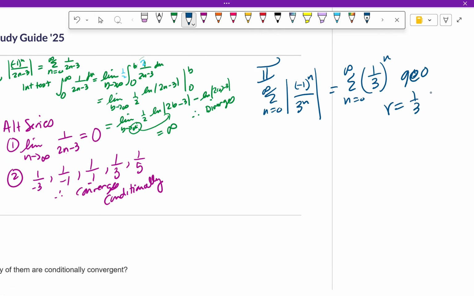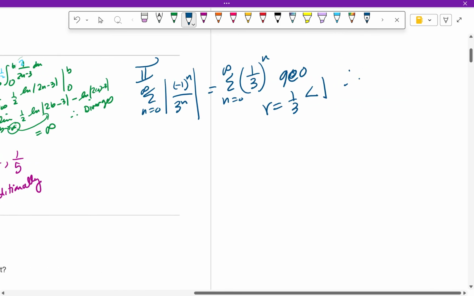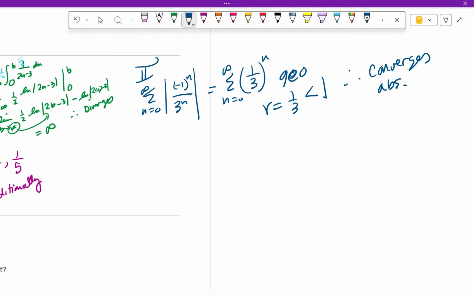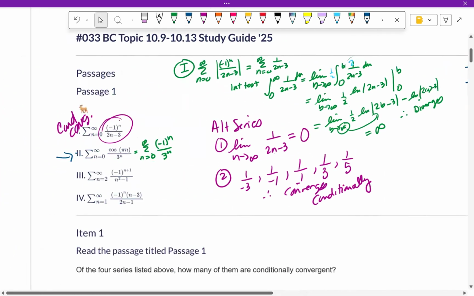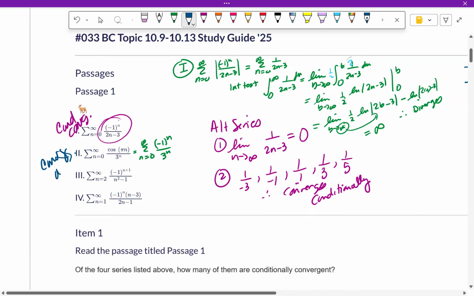Good. If that's geometric, what's our r? 1 over 3, greater than 1 or less than 1? I always remember it as p series diverges less than 1, because of the harmonic series. If it's geometric, it's the opposite. So what happens with this one? It converges, but not just converges, it converges absolutely, because we got the convergence on the absolute value. I don't have to do anything else because I got the convergence right there. So this one converges absolutely.